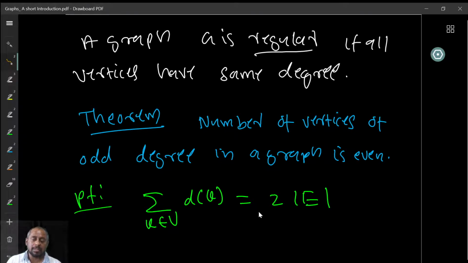Now, this is an even number. So therefore, when you take the sum over all the degrees, if there is an odd number of odd degree vertices, that will give an odd sum, which is not possible because it is twice the number of edges. So therefore, we can say that the odd degree vertices must be even in number.